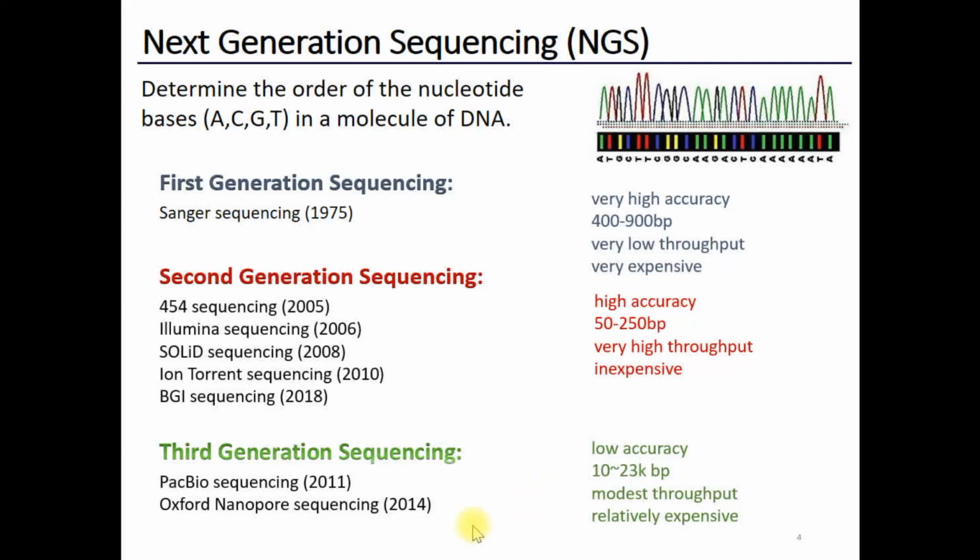So it can provide very useful information in complex genomic regions, like the repetitive regions. The drawback of third generation sequencing is that it still has a relatively high error rate, low accuracy, and the throughput and the cost are still relatively worse compared to the second generation sequencing.